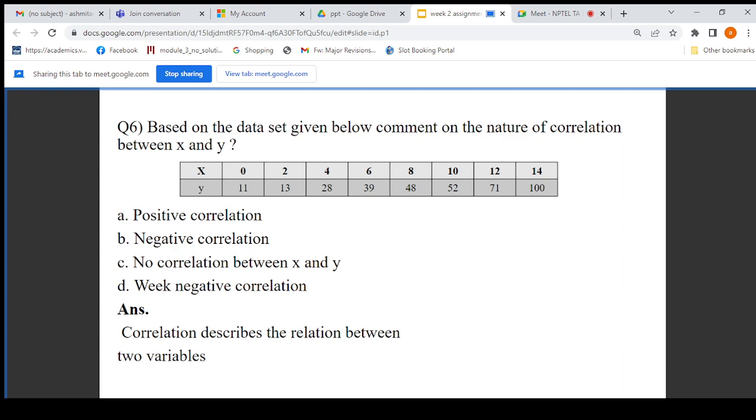Madam, yes, please solve the problem, madam. How to solve this problem? Please explain that thing, madam. Yeah, I'm explaining that thing only. Okay, okay. Thank you, madam.